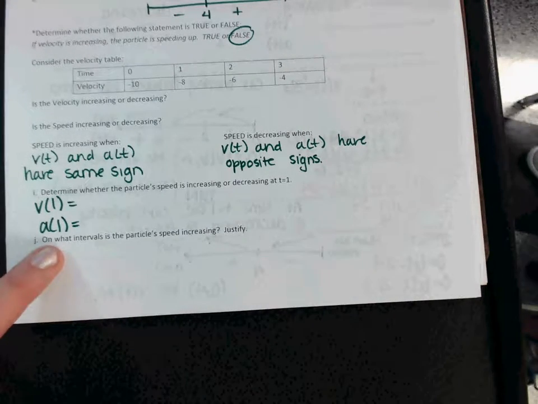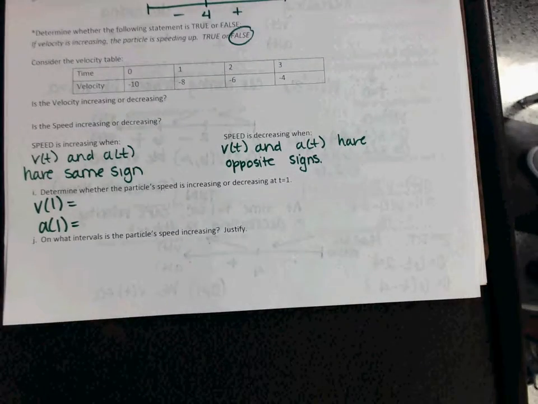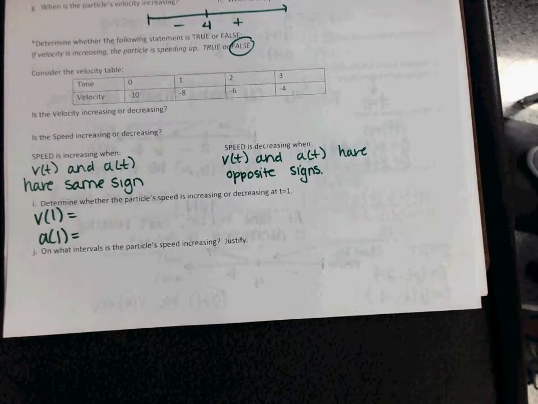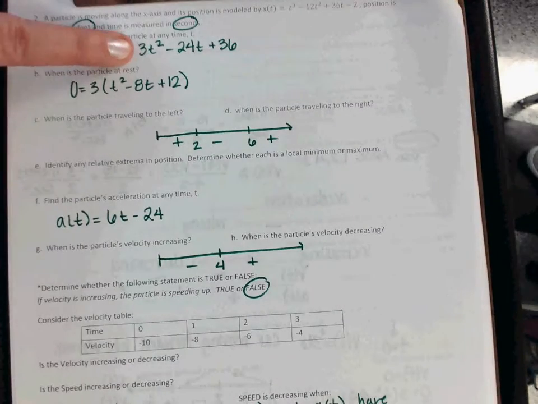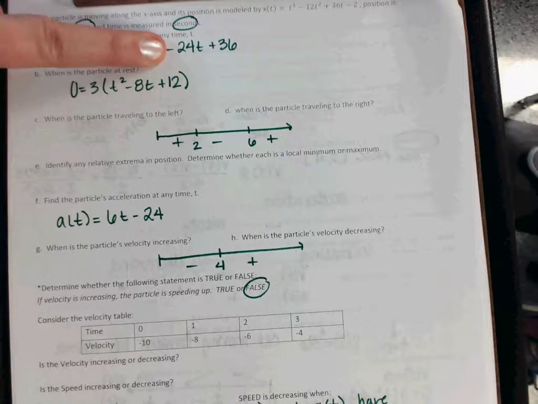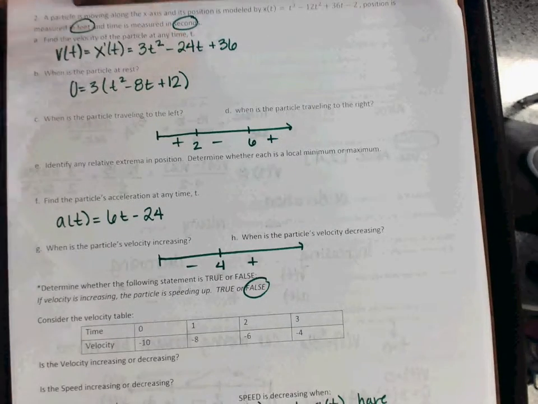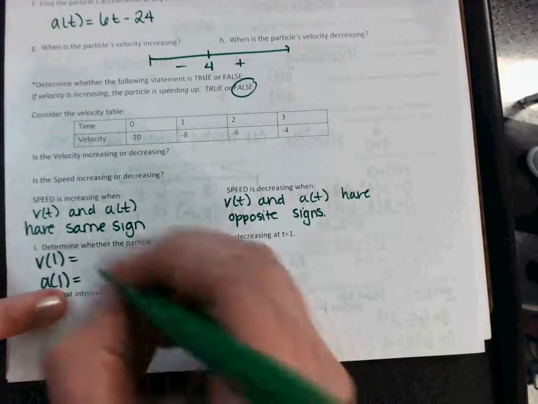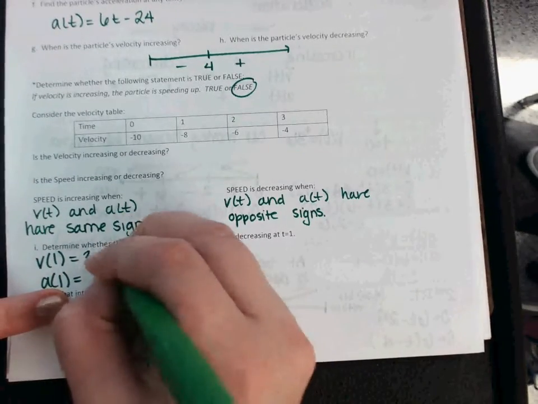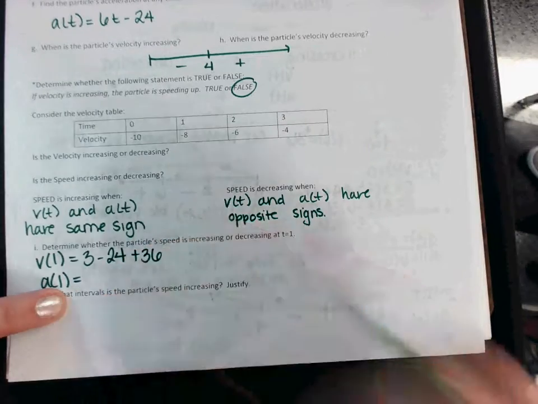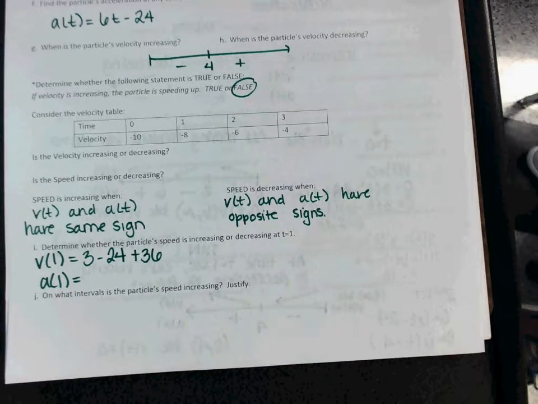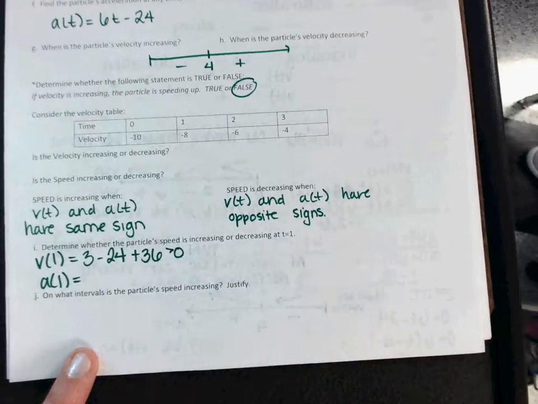Now, come back up to your velocity equation. Okay, it's right here. If I plug in 1 to that, I'd have 3 times 1 minus 24 times 1 plus 36, yeah? Okay, so it'd be 3 minus 24 plus 36. Now, I don't even care about the number. I only care about the sign. Does it come out positive or will it come out negative? Which one? Positive.